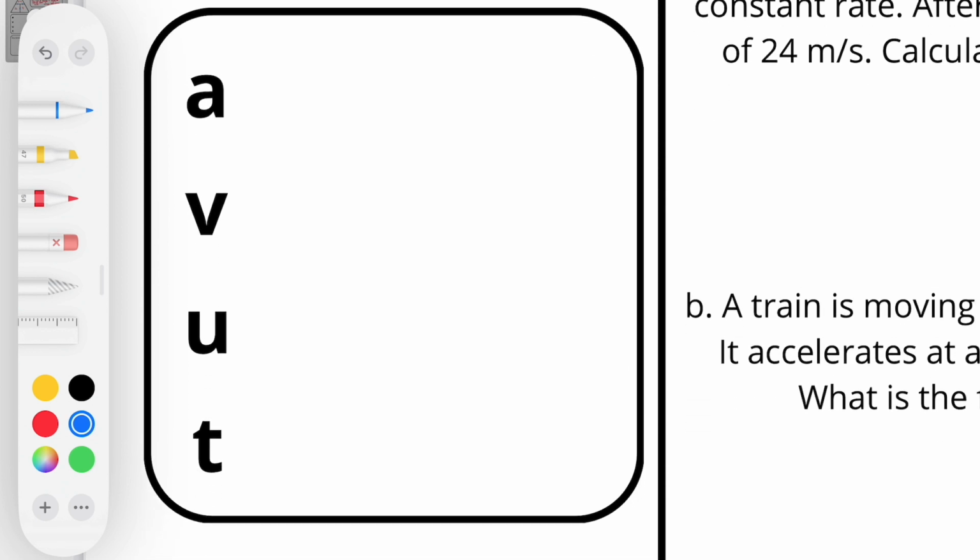So a is a bit an obvious one. This is acceleration. Now you'll notice a lowercase a, that's really important. Okay, the lowercase, all of these are lowercase. Acceleration is measured in meters per second squared. Okay, and we'll talk about why that's squared in a second when we look back at our equation.